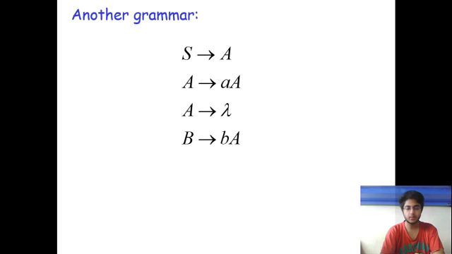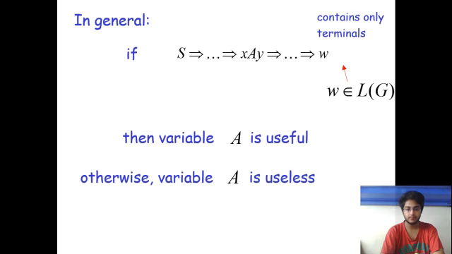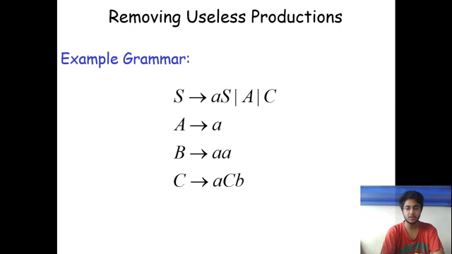Now, in another grammar, we see that capital B is a useless symbol. This is because S is not directly connected to capital B, which means the initial state is not connected to it. Hence, it has to be removed. In general, if S derives X capital A Y, which eventually derives capital or small w, which belongs to the language of this grammar, A is said to be useful. Otherwise, it is said to be useless.